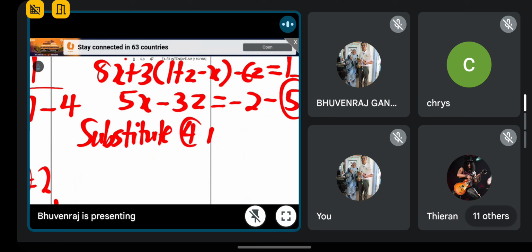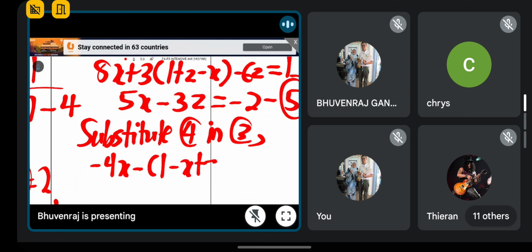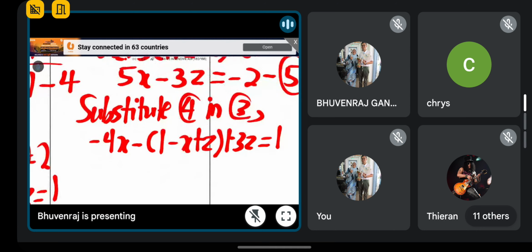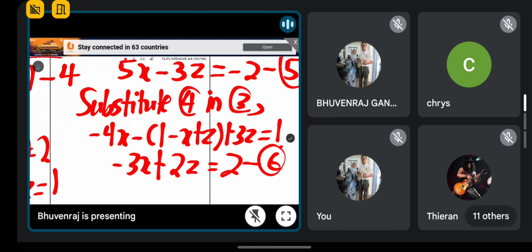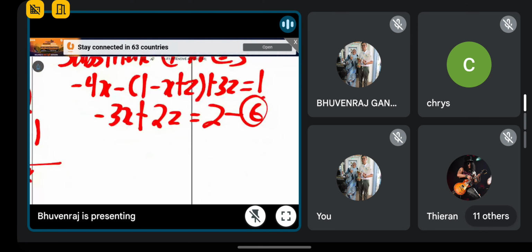Okay, so you will get negative 4x minus 1 minus x plus z plus 3z equals to 1. Okay, this is your new equation. Persamaan baru kamu. Okay, after this, just simplify. Buat ringkasan sahaja. Okay, so you will get negative 3x plus 2z equals to 2. This is number 6 equation. Persamaan ke-6.